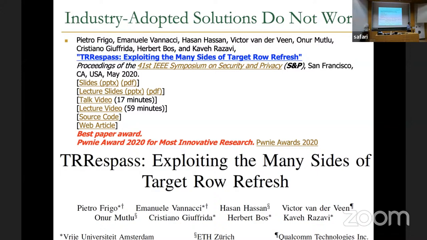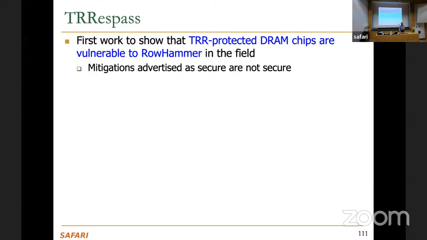If we find that it's true, that's good. Well, good for DRAM manufacturers also. But if it's not true, then there's a big problem. And that's what we discovered. We discovered that it's not true. So this is the first work to show that RowHammer protected DRAM chips are actually not protected, despite the claims. We call it TRRespass because TRR is the mechanism that was introduced by the DRAM manufacturers.